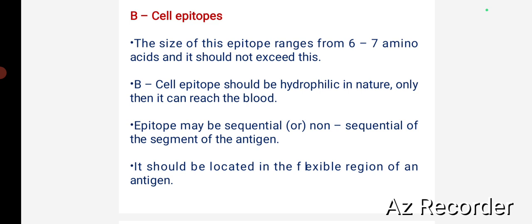B cell epitopes should be hydrophilic in nature. Hydrophilic means water soluble. Only then can it reach the blood. Epitope may be a sequential or non-sequential segment of antigen. Sequential or non-sequential means the arrangements are either sequential or non-sequential. It should be located in the flexible region of antigen. The B cell epitopes are located in the flexible part of antigen.